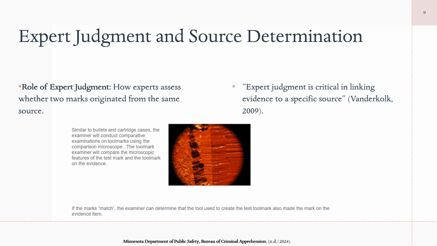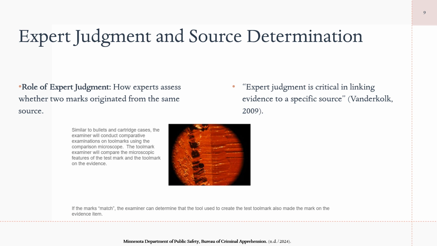So, expert judgment and source determination. How is an expert's judgment used to support the belief that two marks originated from the same source? Two marks can look the same, and they can look like they came from the same source, but did they? The role of expert judgment, or the judgment of an expert, however you want to put it, is how the expert assesses whether two marks originated from the same source. It's not asking your neighbor, hey, do these two look the same?